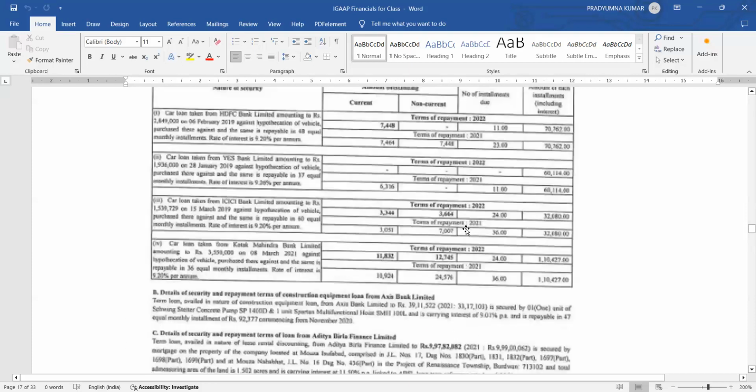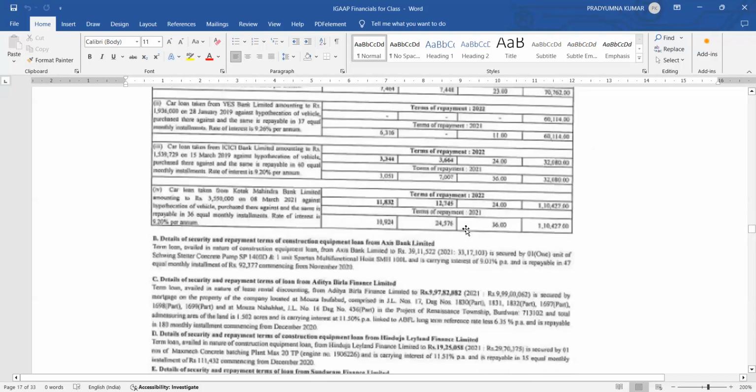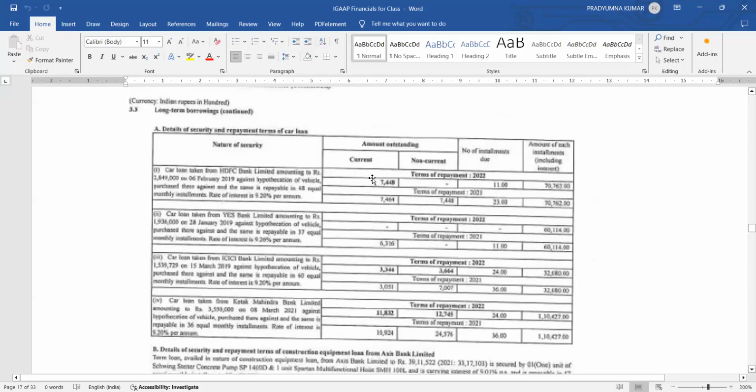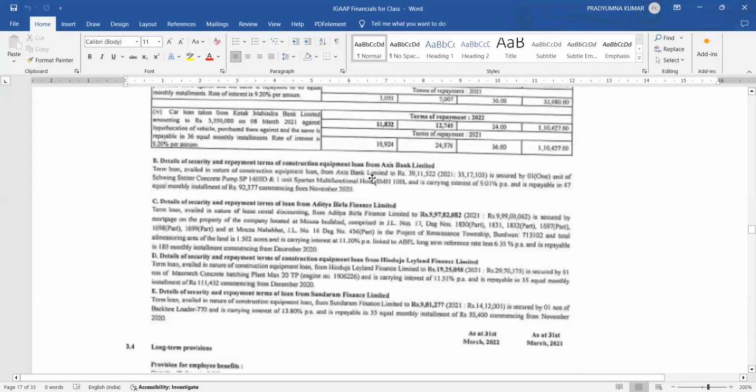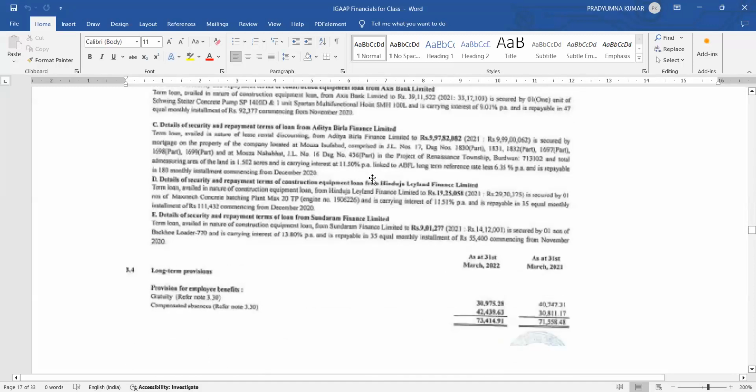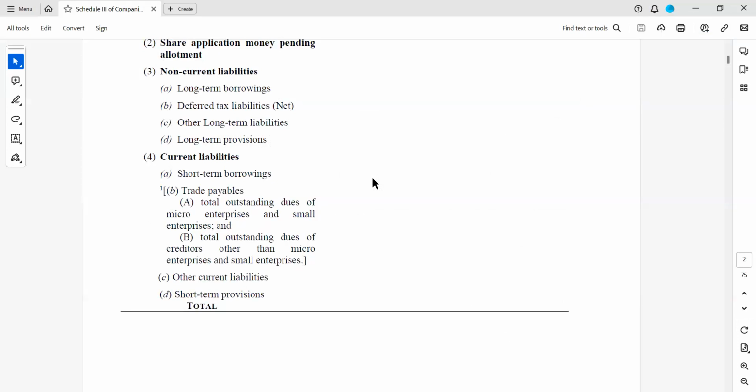I think 3.3 we have discussed, that is term loans, terms and conditions and all. Long-term provisions we have not seen. Okay, long-term provisions. Let us see the long-term provisions.